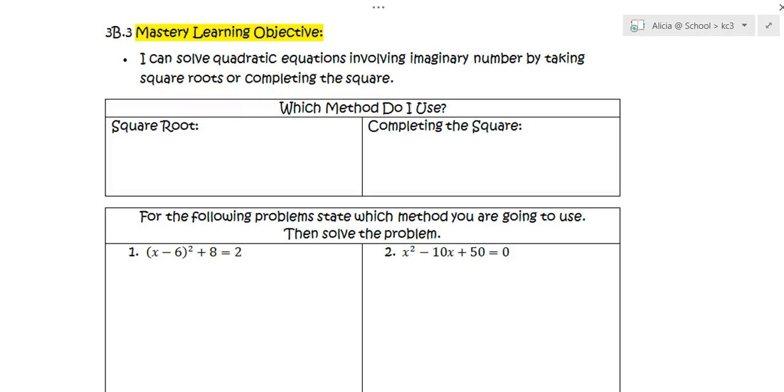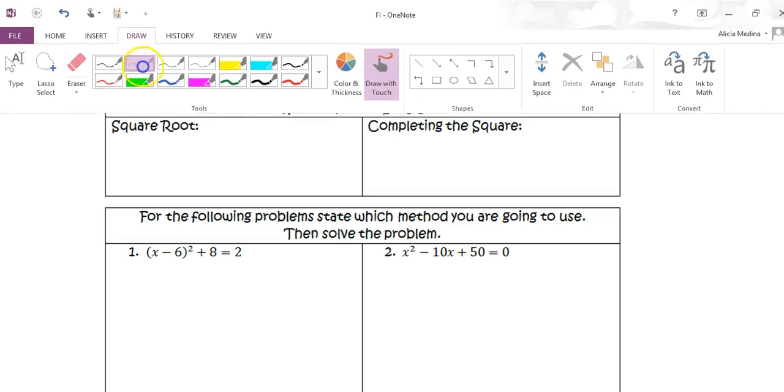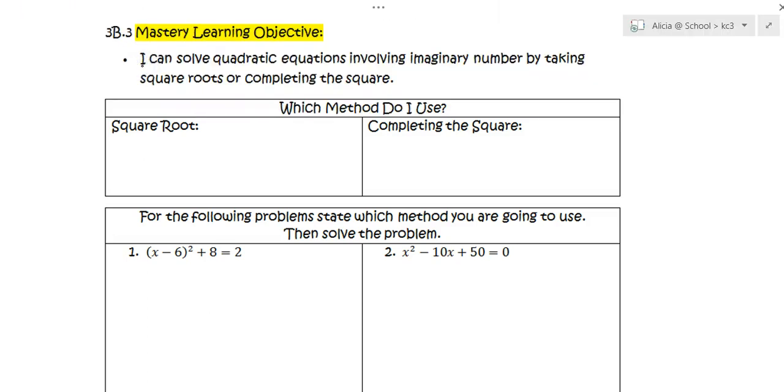Alright guys, in this video we're going to be covering 3B.3. Our mastery learning objective is: I can solve quadratic equations involving imaginary numbers by taking the square root or completing the square. So first thing is, which method do you use and what does it need to look like?